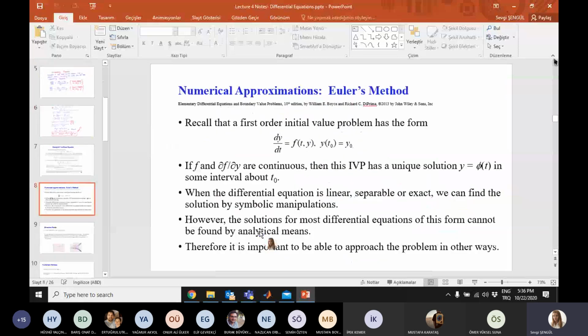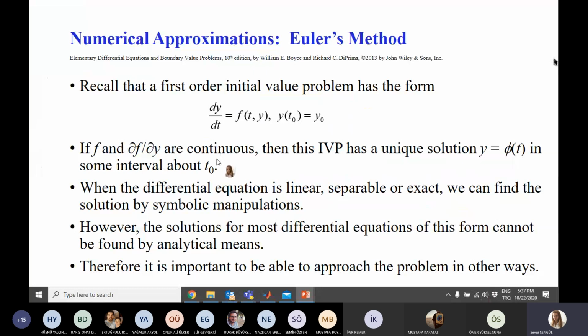Now we can talk about Euler's method. Euler's method is a method to find not an exact but a numeric solution. Okay. Sometimes for some non-linear differential equations we cannot find the exact solution. At that time we are trying to find an approximate solution. Okay. And one of the ways to find this approximate solution is Euler's method.